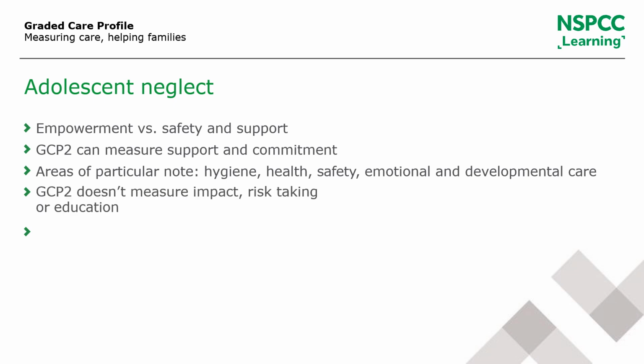But just a reminder that the GCP2 doesn't measure the impact of these things, and it doesn't measure things like risk taking. Teenagers or adolescents, just by their very nature and their biology and their brain workings at that point, are more risky. They're more likely to take risks. They're more likely to see what happens if they do something, say something, go somewhere that they shouldn't be doing, going to, or saying, etc. And it doesn't measure the impact of that.